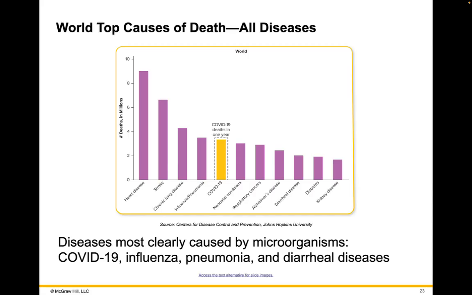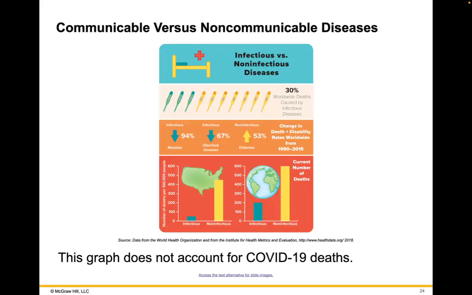So that's deaths in 1 year, in the millions. Okay, and then neonatal conditions, respiratory cancers, Alzheimer's, diarrheal disease is very high in the world, not so much in the U.S., diabetes and kidney disease. So which of these diseases are caused by microorganisms? Of course, we already mentioned COVID-19, flu, and pneumonia, but these diarrheal diseases, due to lack of clean water, also cause deaths.